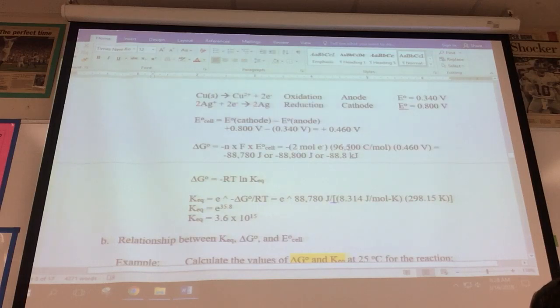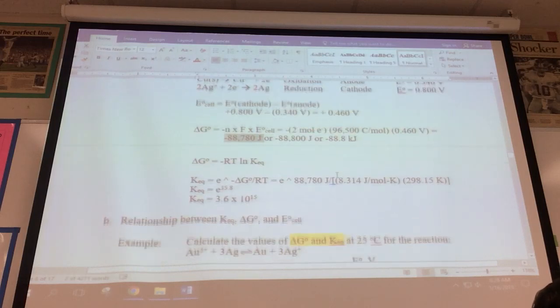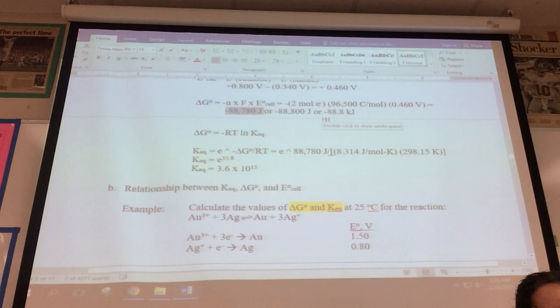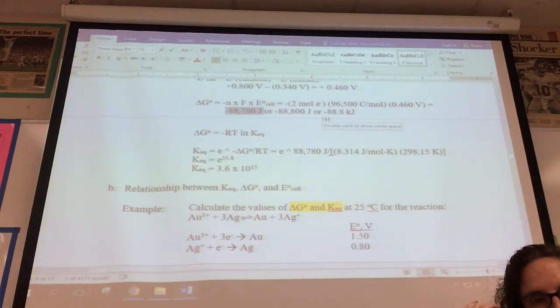Faraday, you can use 96,500 or 96,485. It really makes no difference. And here's your Ecell that you calculated. Here's your delta G in joules. This is a problem we've done before. You can put it in kilojoules if they ask you to. If not, leave it in joules, because to get to KEQ, you're going to need joules.